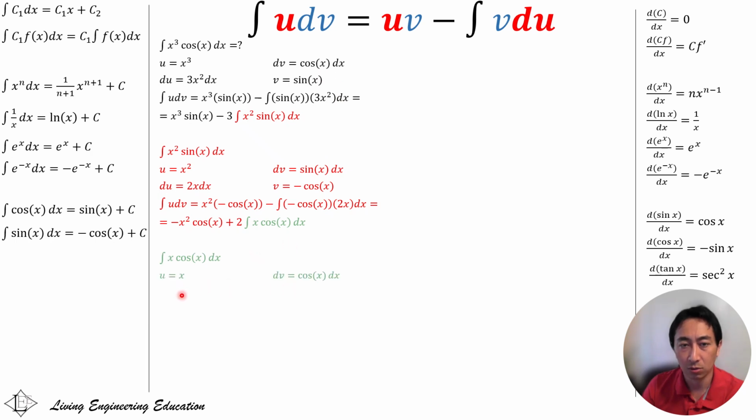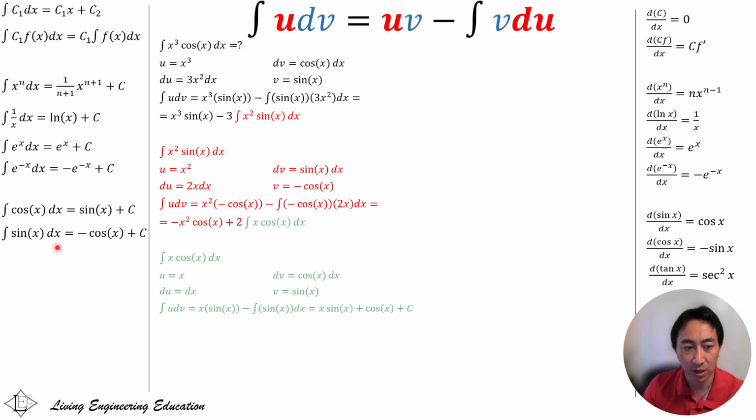Okay, so du would be what? dx, and then v would be sine of x, just like we did up here. Now we plug into our uv, that's x sine x, minus integral v du. v is sine x, du is dx, and I know how to take that integral, right? So I get x sine x from the uv term minus integral sine x dx from the v du term.